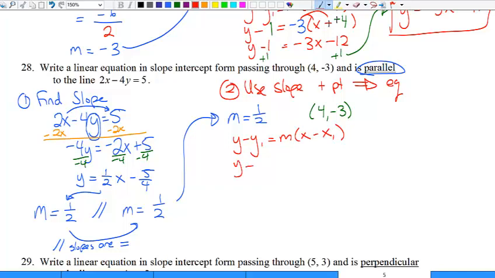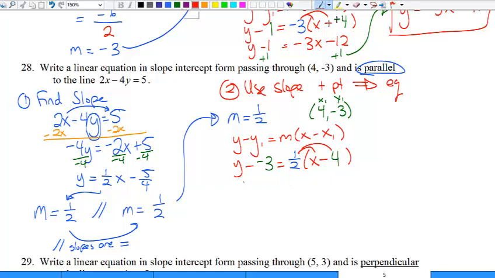So we have y minus y1. And it might be in your best interest to label these x1, y1. So my y1 is negative 3 equals m. The m that I have is 1/2 from the first step, parentheses x minus x1, which in this case is that green 4. Okay, so this is the equation, but it's not in slope-intercept form, so I have to distribute, combine like terms, make it pretty.